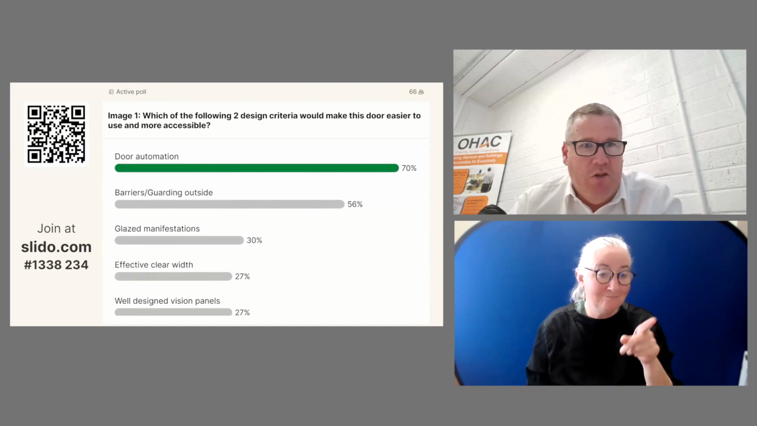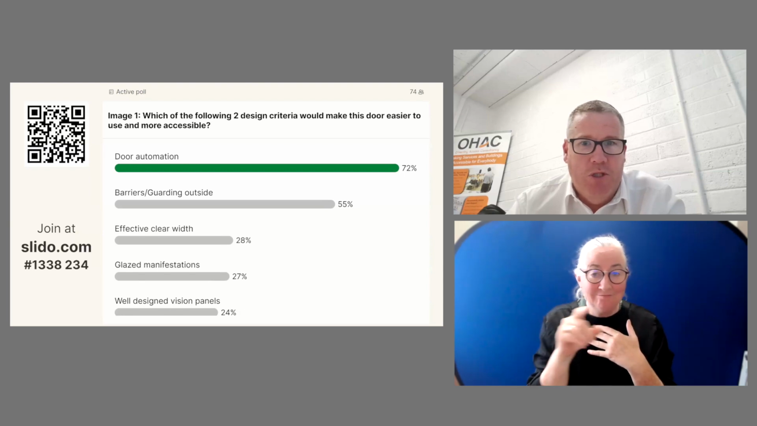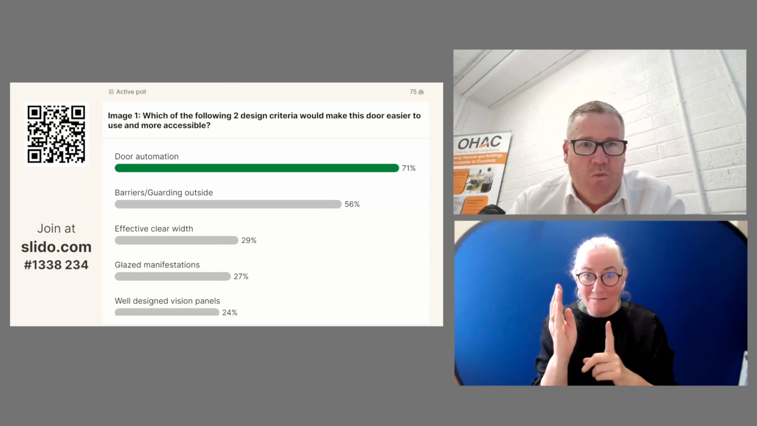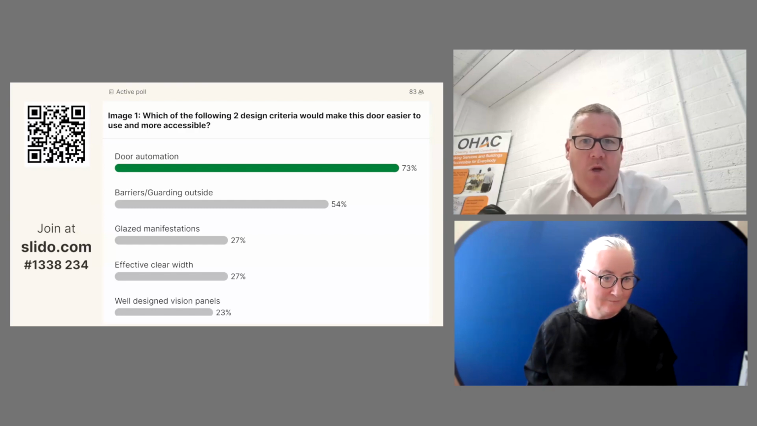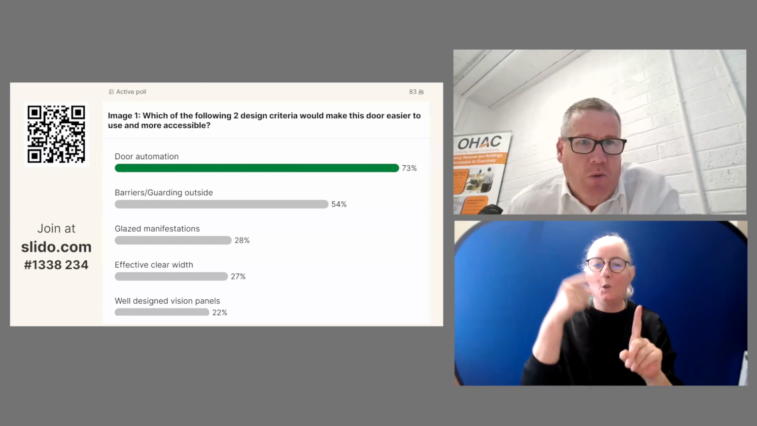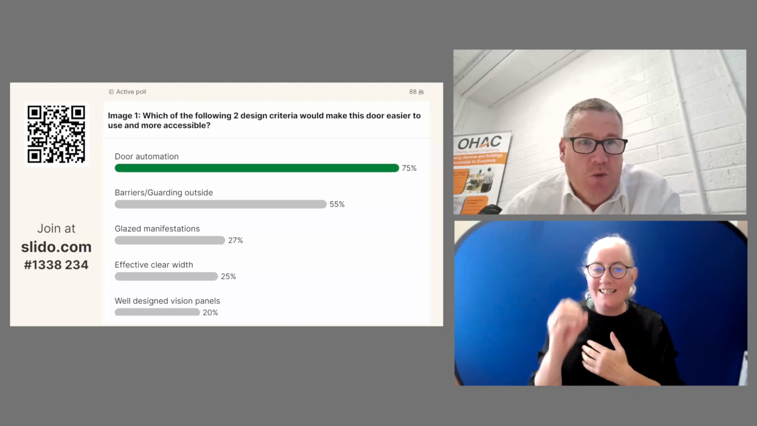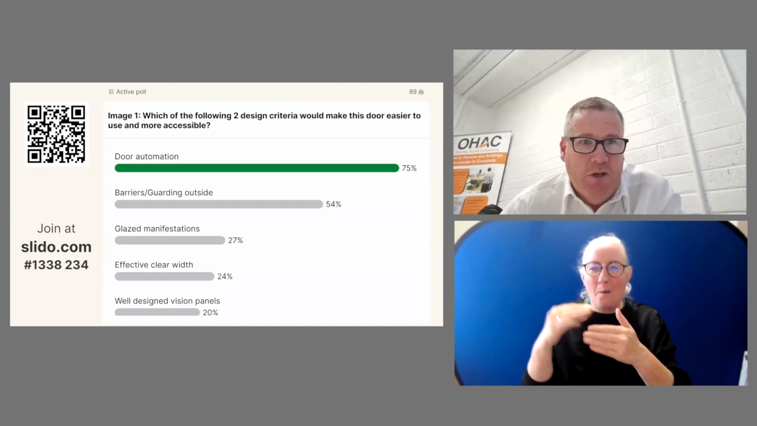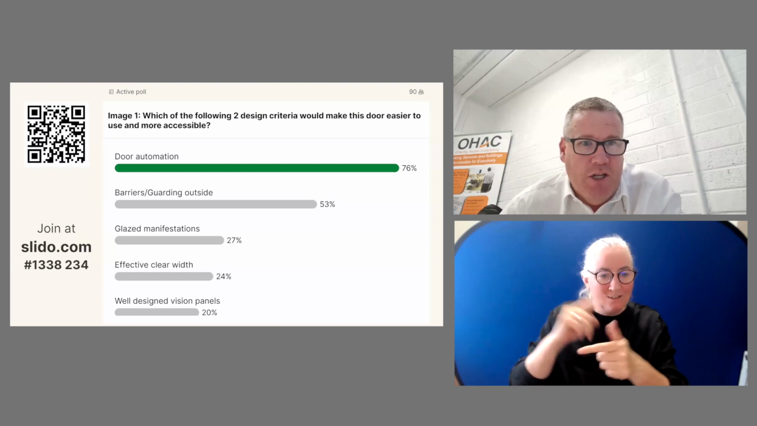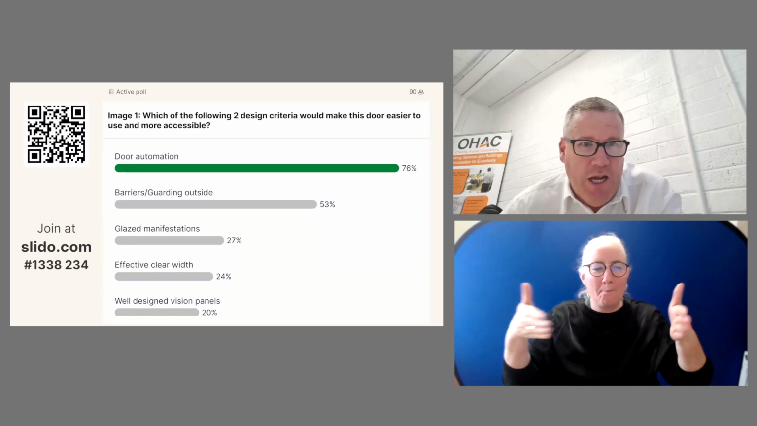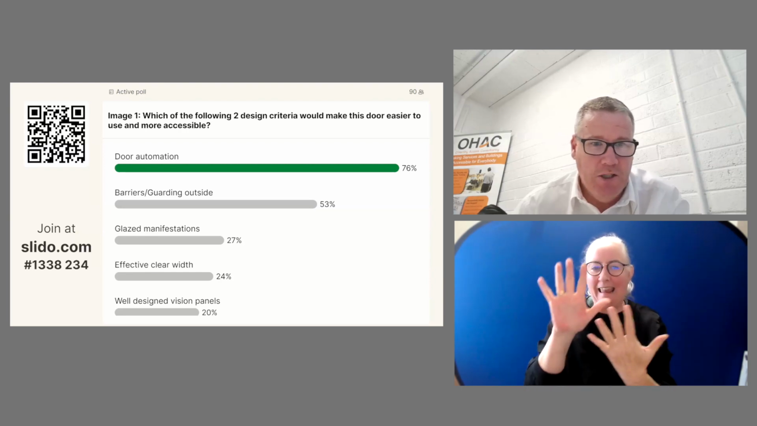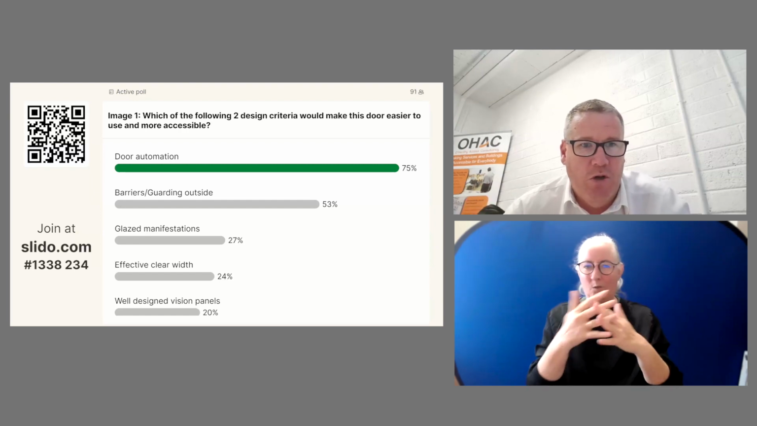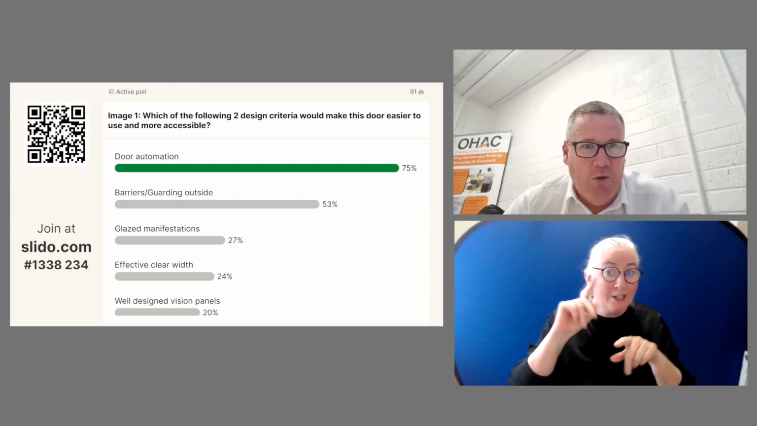Okay, so 70% of users so far, 71%. For image one, which was the main entrance door, we have 73% indicating door automation as one of the most important features to improve accessibility of the doors. 53% have indicated barriers or guarding outside the doors. And 27% have suggested glazing manifestation, so improving maybe the glazing or how confusing it may be for people with neurodiversity and so on.